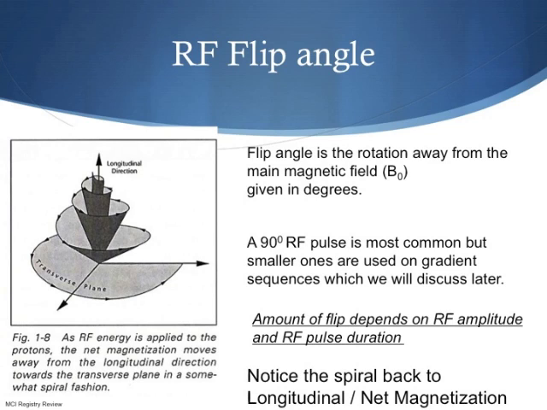Remember the last module we talked about precession and wobble effect. This is not a one-dimensional flip from longitudinal to transverse back to longitudinal. It rotates down in a wobbling fashion and it wobbles back up to the longitudinal when the RF pulse is stopped. This is a very important fact of MR physics that you need to understand.